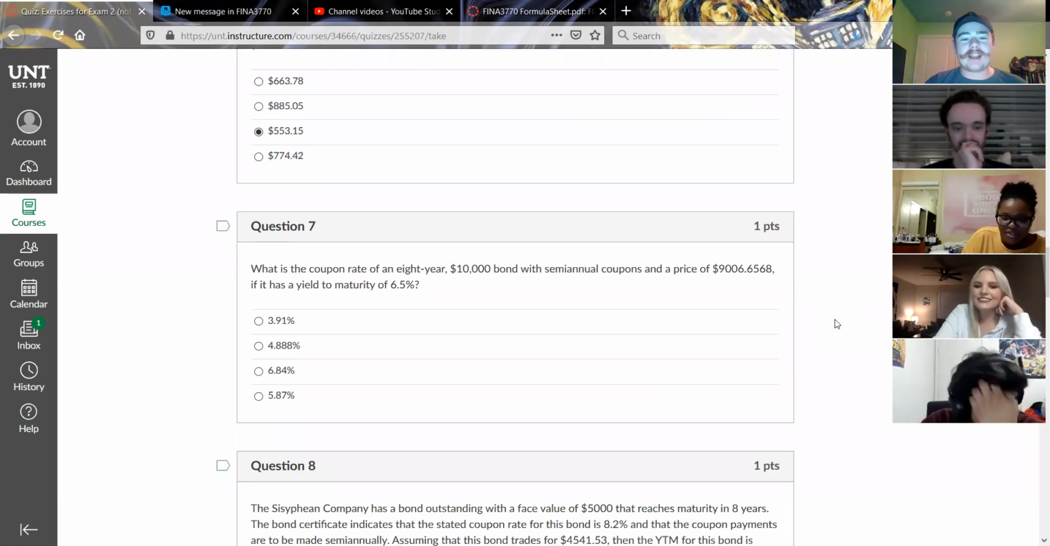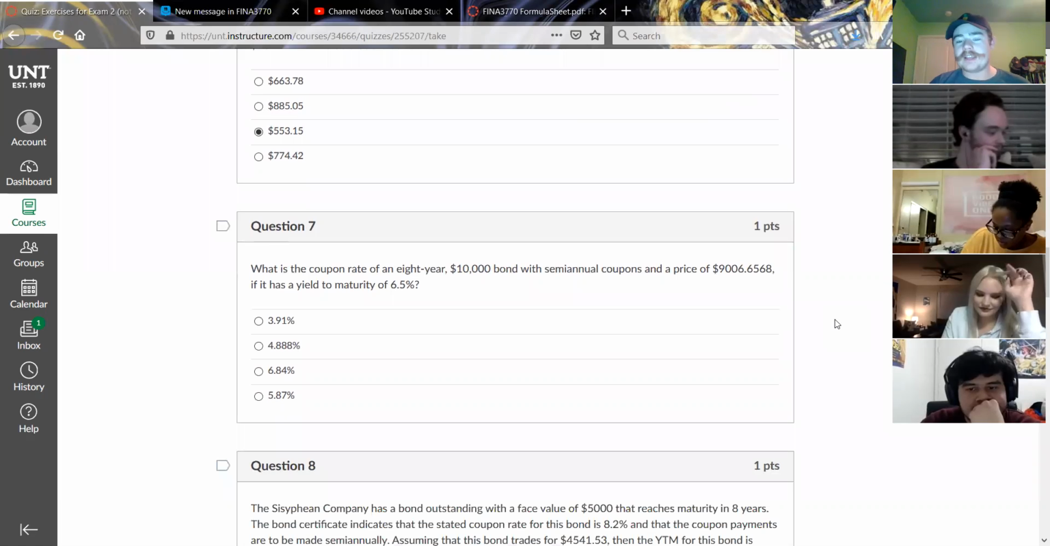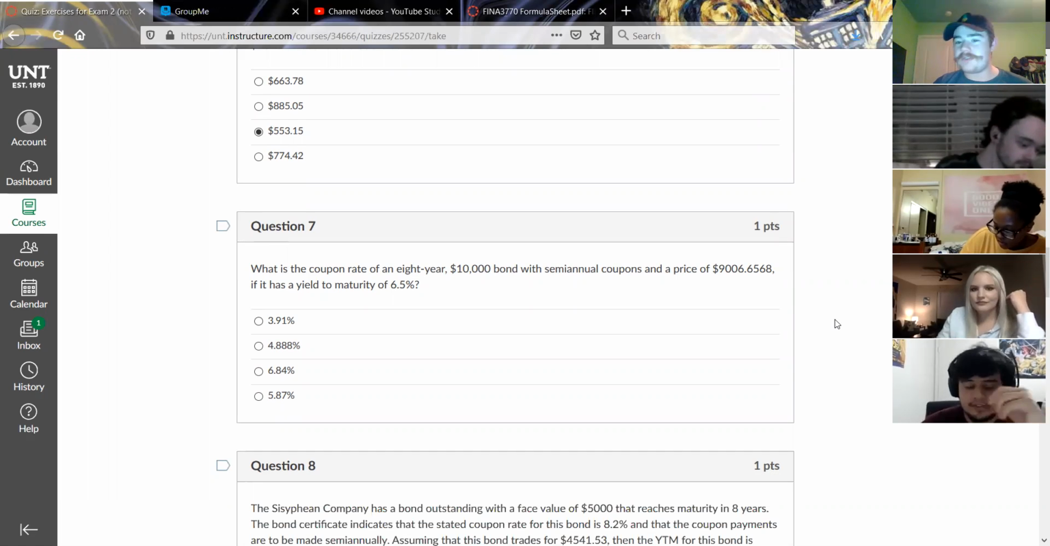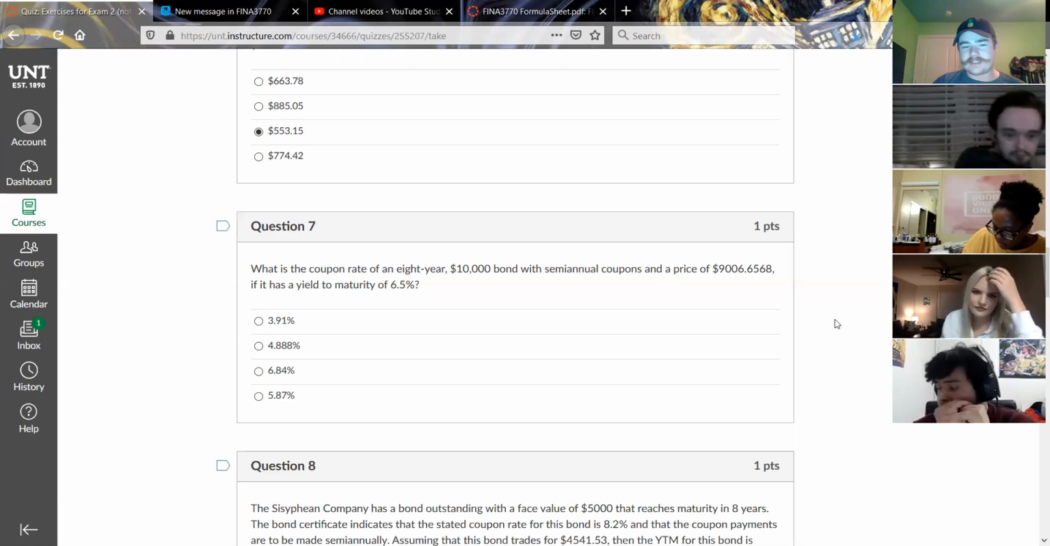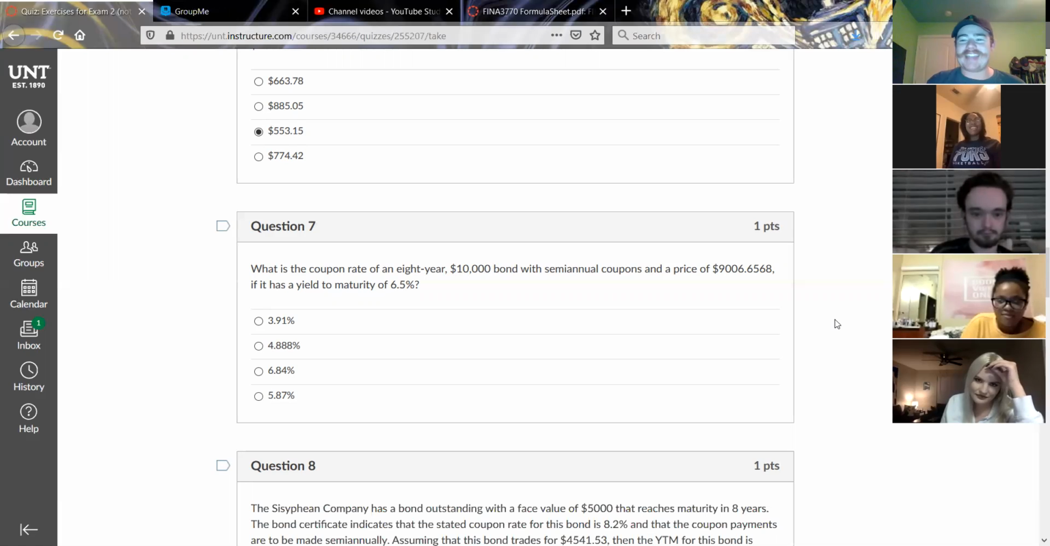What is the coupon rate of an 8-year, $10,000 bond with semi-annual coupons and a price of $9,006.68, if it has a yield to maturity of 6.5%?